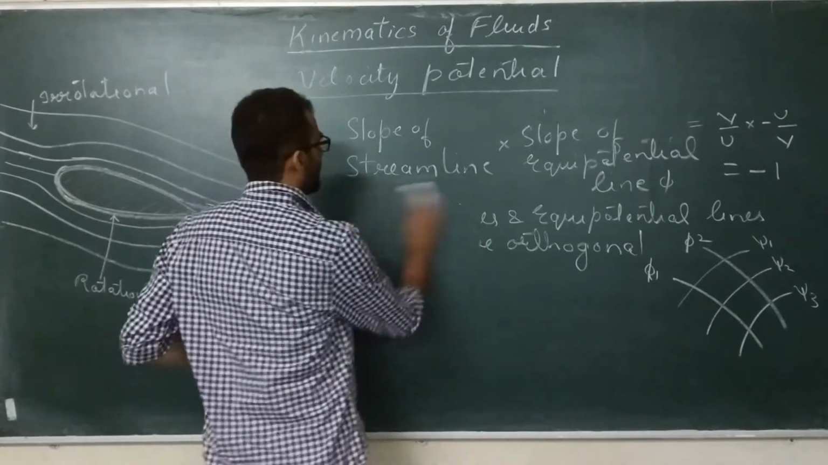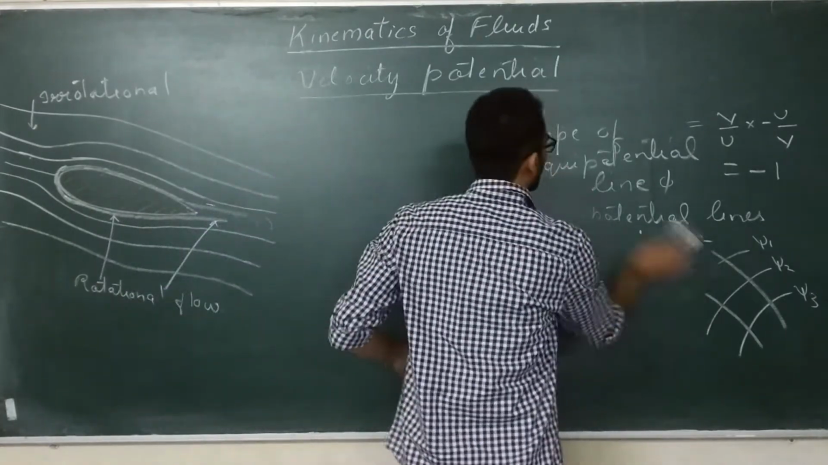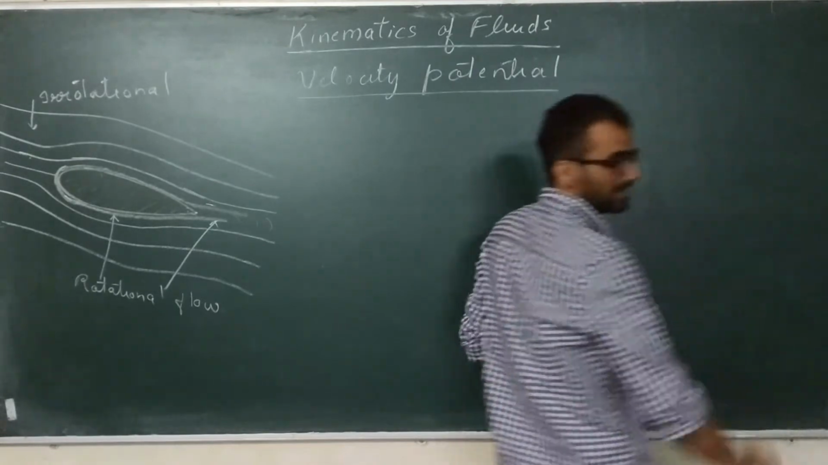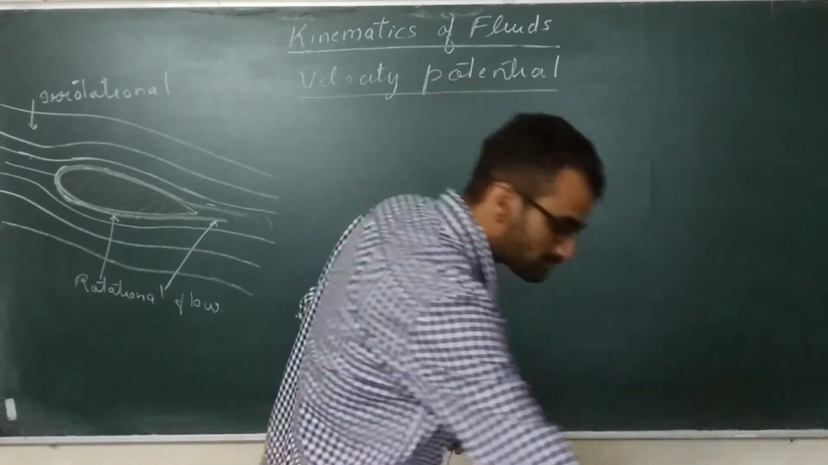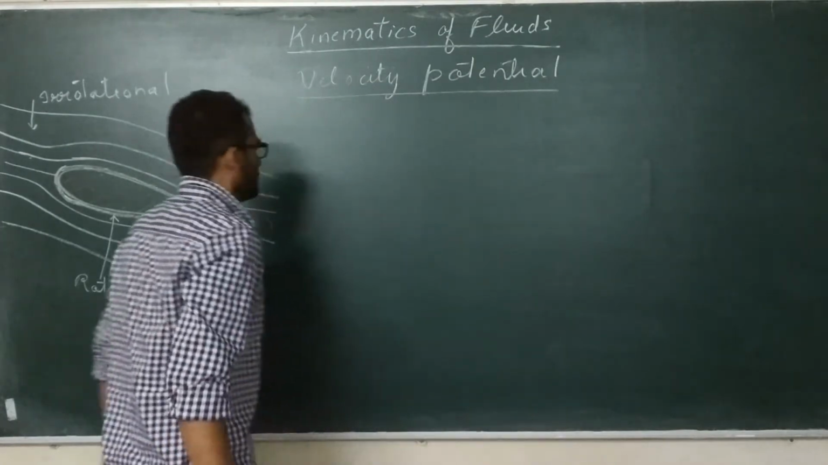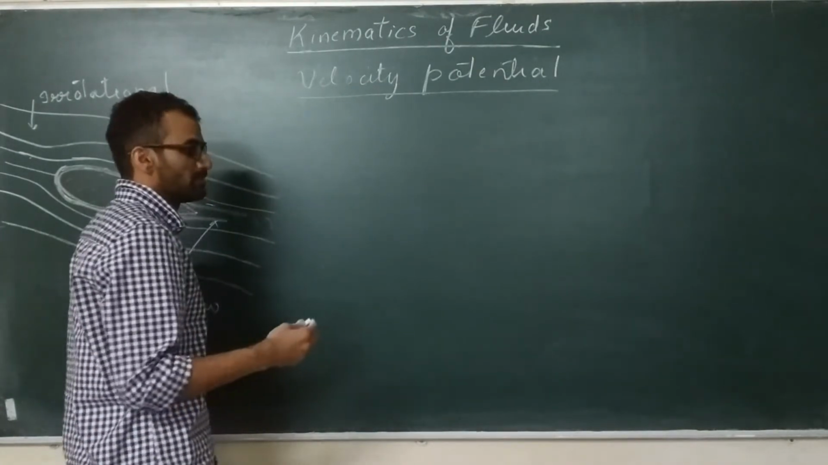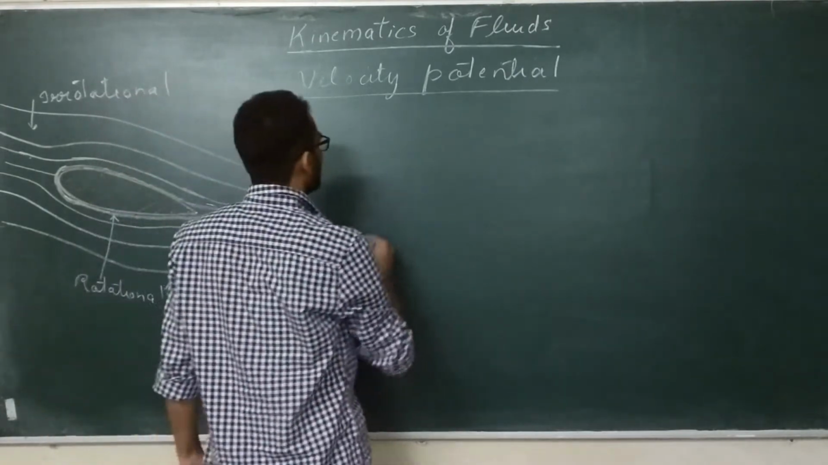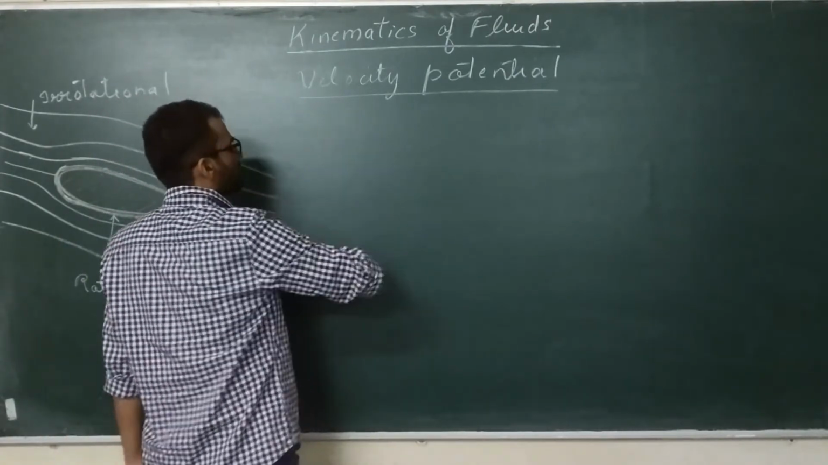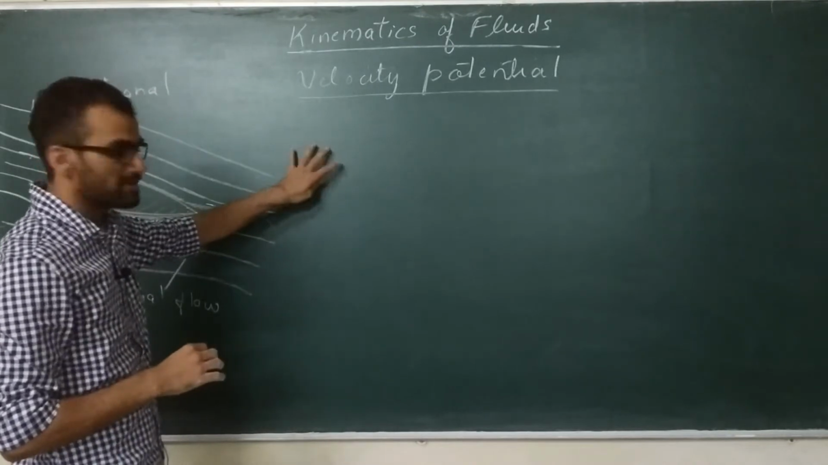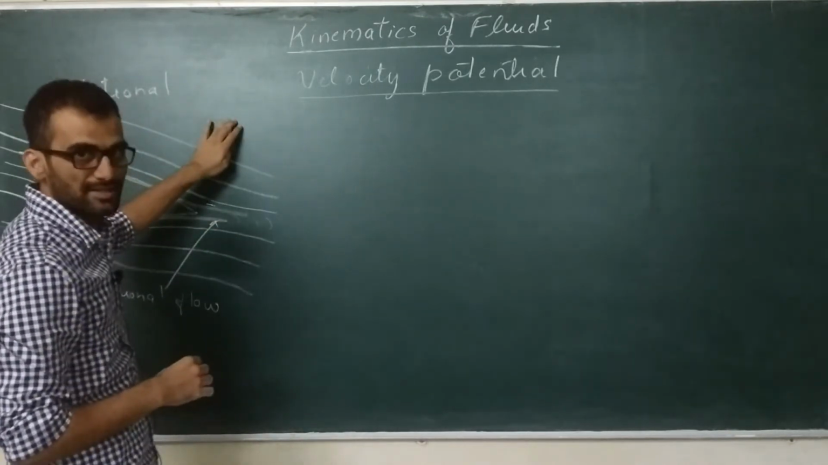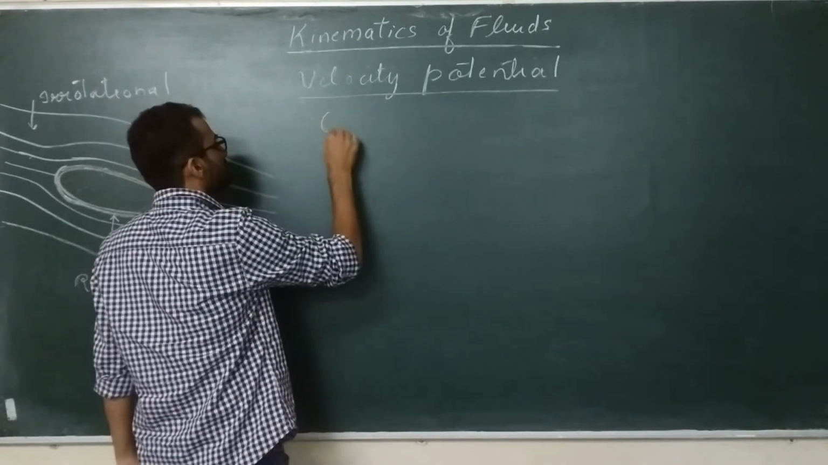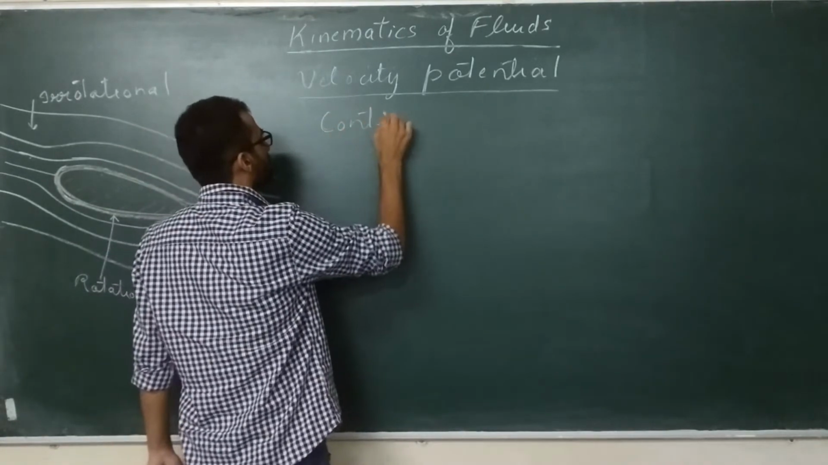So, now it is very clear that equipotential lines and streamlines are orthogonal, 90 degrees to each other. Now, we will look at the property of an equipotential line, or the physical significance and use of that. We have discussed that our discussion was focused on two-dimensional irrotational motion. So, what is the continuity equation for that flow?